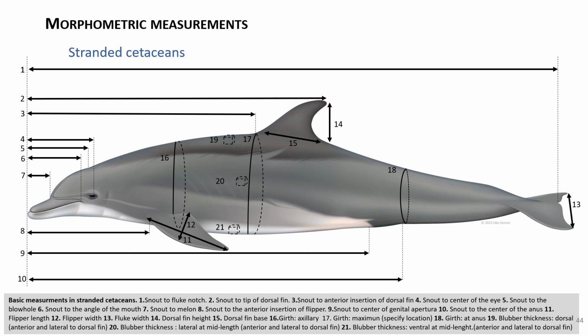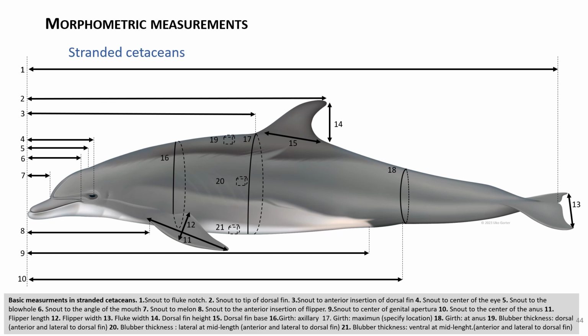And now let's talk about morphometric measurements. Here are some basic measurements in stranded cetaceans. Let's start with the very basic, which is the total length. You must take it from the snout to the fluke notch, then from the snout to the tip of the dorsal fin. Then the third one is from the snout to the anterior insertion of the dorsal fin.